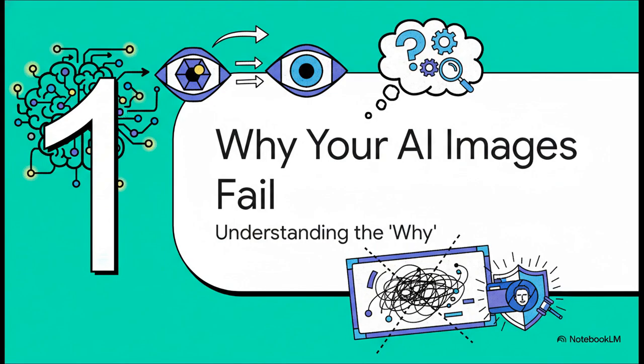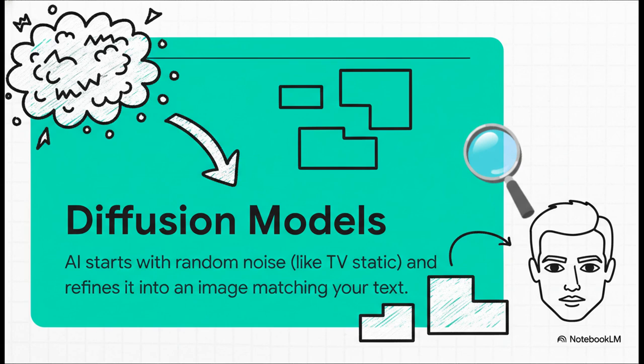So, before we can fix the problem, we really have to understand why it's happening in the first place. And it's not just about writing a longer prompt. It's about getting a feel for how these AI models actually think and see the world. Think about it like this. The AI isn't digging through a giant photo album to find a picture for you. No, it starts with pure random noise, like the static on an old TV set. And then bit by bit, it starts shaping that static, refining it until it matches the words you gave it. It's literally building an image from scratch, just for you.